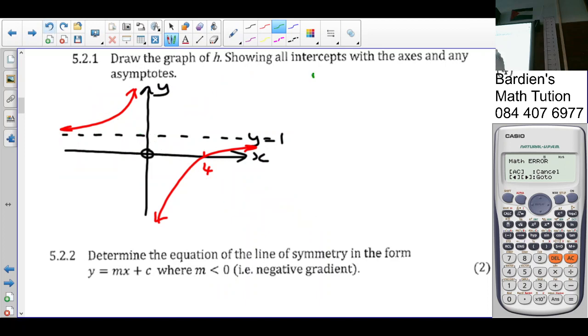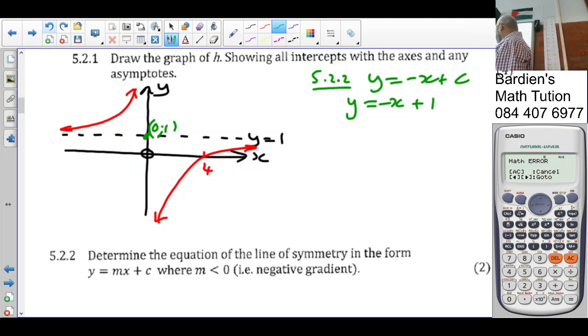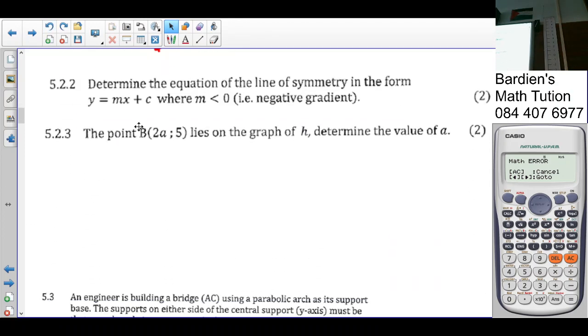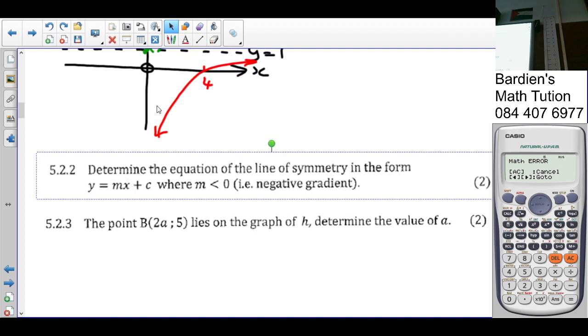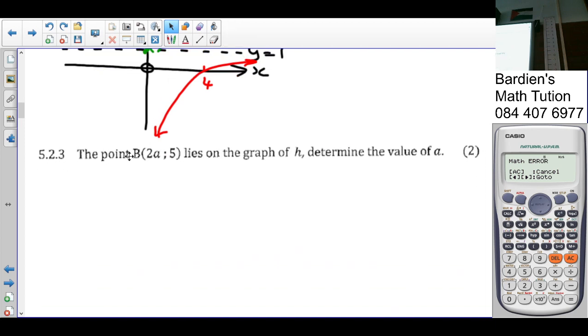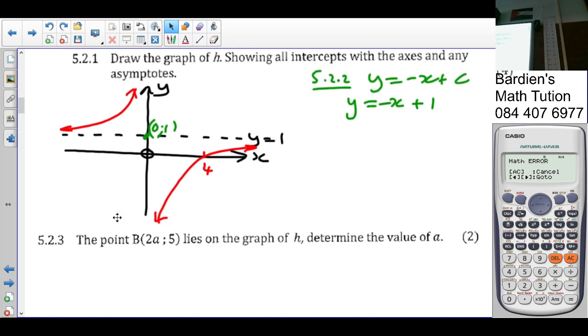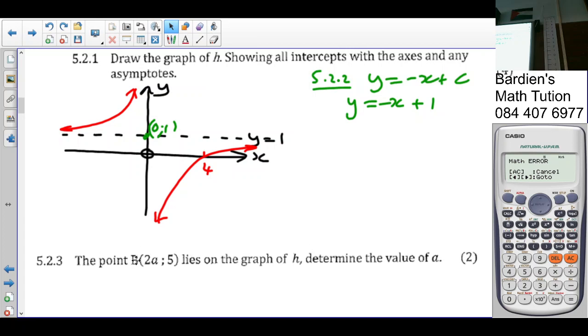So we say 5.2.2, y is equal to minus x plus c. I can just put 1 in for c, or we can do a substitution for 0 and 1. But we are quite sure that that is your y-intercept, your constant. So that is the equation they're looking for. Any confusion, people? No? The next question, 5.2.3. The point B, which is 2 and a, lies on the graph of h. Determine the value of a.